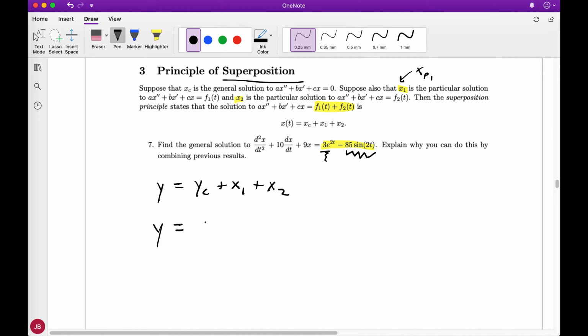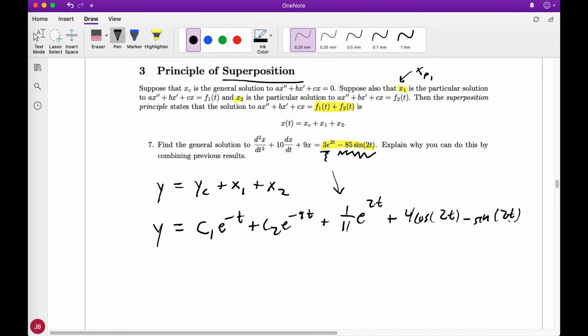So this is c1 e to the minus t plus c2 e to the minus 9t plus 1 over 11 e to the 2t. That one corresponds to this. Plus, and now you remember we solved it actually with the negative. So technically these are being added because it was this one plus the negative 85 sine 2t. So we're going to add here 4 cos 2t minus sine 2t. And now this one comes from that one, right? And that's all there is to it.